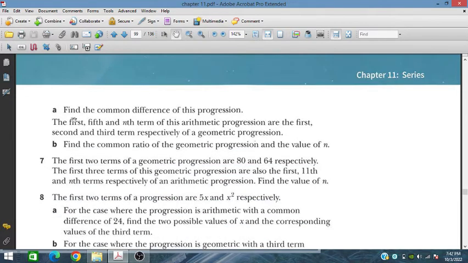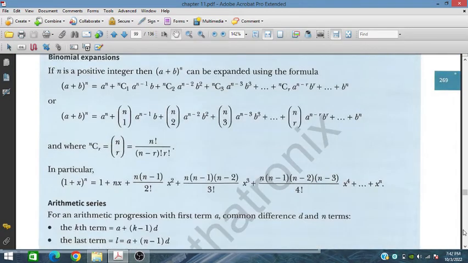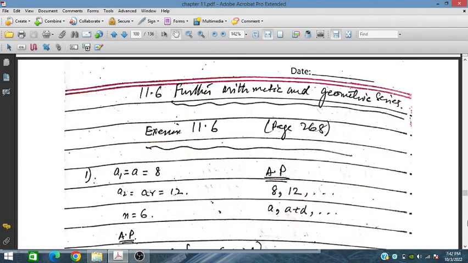So we will solve this in a corresponding similar way. It was the same problem as we discussed recently. And in the second part, we have to find the common ratio of the geometric progression and the value of n. So now let's move to the working area for this problem.